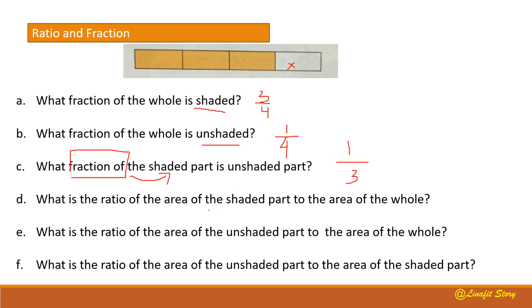What's the ratio of the area of the shaded part to the area of the whole? The whole means the total. So the shaded part is 3 to 4. What is the ratio of the area of the unshaded part to the area of the whole? So unshaded part is just 1 part. So 1 out of 4. What's the ratio of the unshaded part to the area of the shaded part? So the answer would be 1 to 3.